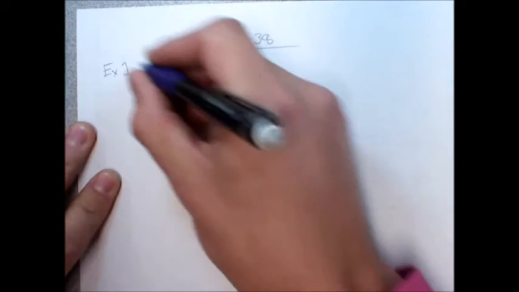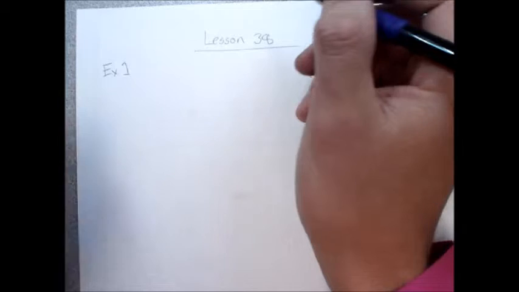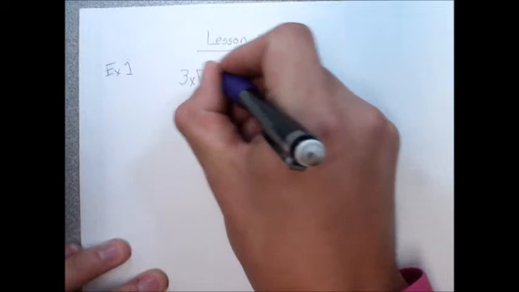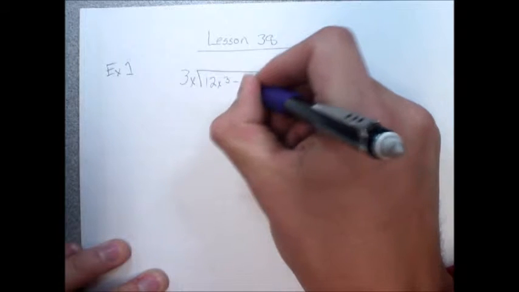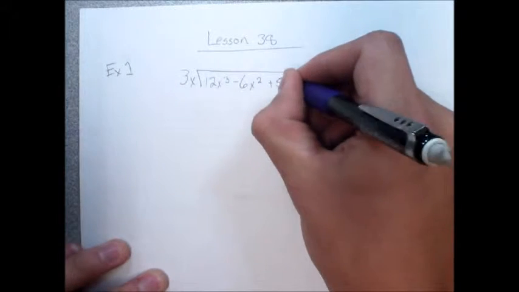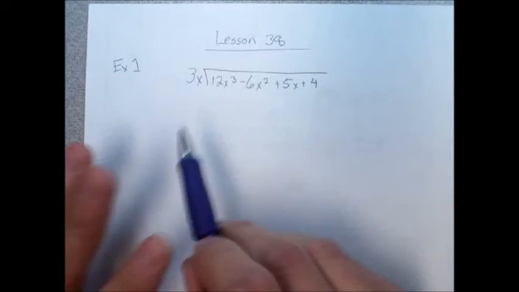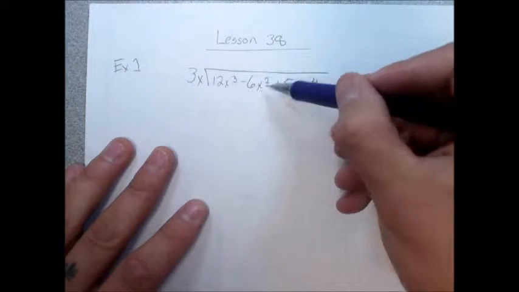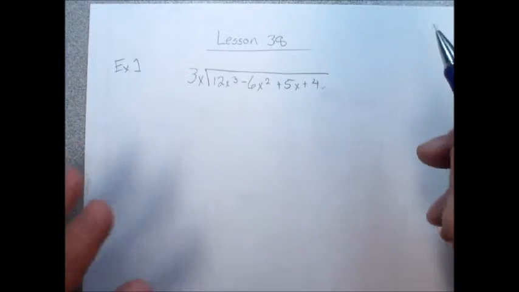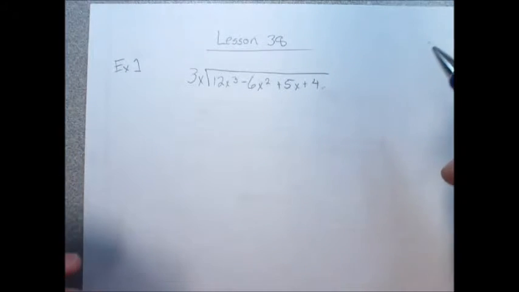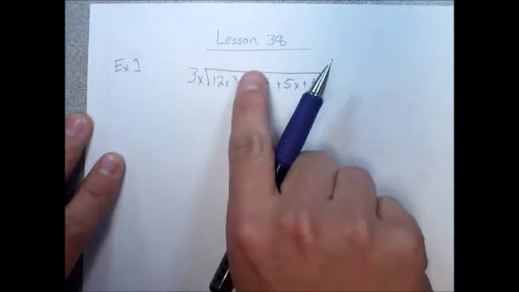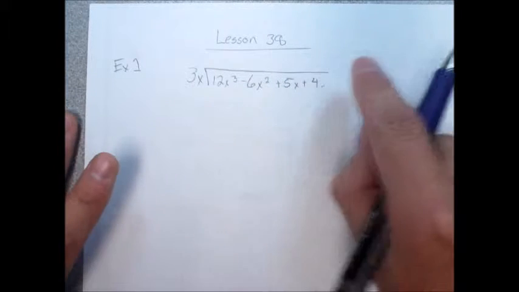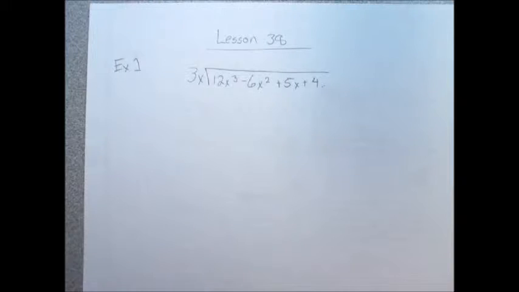Example 1, it says divide these two terms. So the first one that they give you says divide 3x into this really long polynomial, which is 12x to the third minus 6x squared plus 5x plus 4. Now, this always has to be in standard form, which means in decreasing order of magnitude. If you don't have it in decreasing order of magnitude, it's going to be really, really hard to do properly. So put it in decreasing order of magnitude. If this did not have an x squared, I would put 0x squared in for it. Okay? And I would still have to follow along.